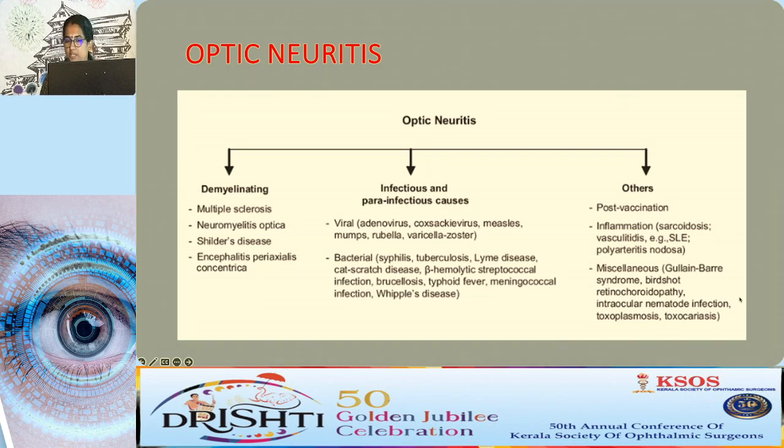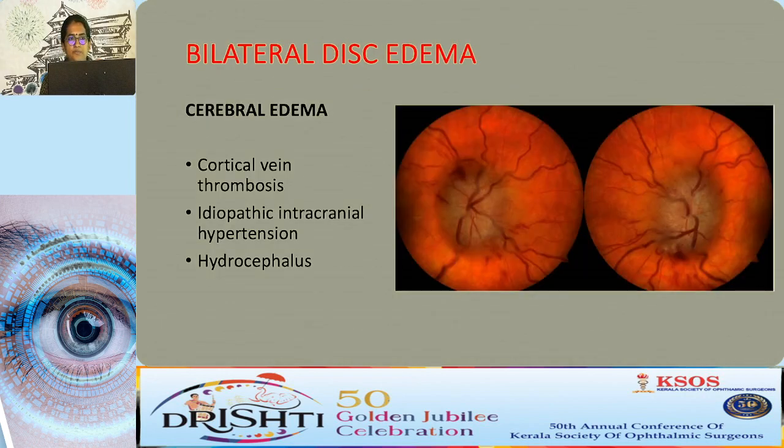Inflammation, sarcoidosis is an important cause, and many other causes like Guillain-Barré, birdshot retinochoroidopathy, toxoplasma, and toxocara can all present with optic neuritis. Now let's go to cases of bilateral disc edema. This is a typical papilledema, and the disc edema is much pronounced. Causes can be, one, due to cerebral edema, the classical ones we see in cortical vein thrombosis, idiopathic intracranial hypertension, or hydrocephalus.